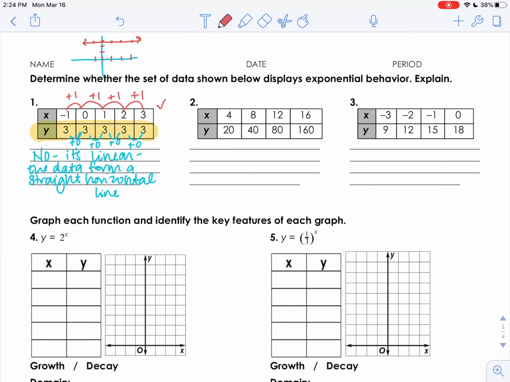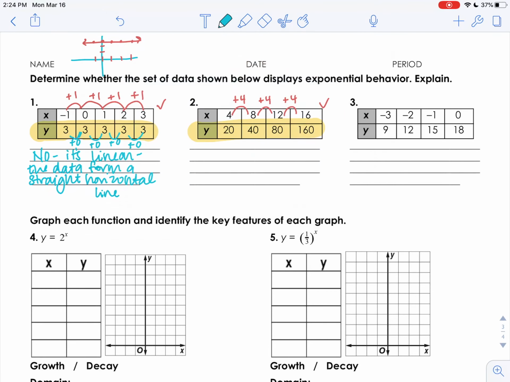So looking at number 2, we once again want to check our x values first. So I've got 4, 8, 12, 16. From 4 to 8, if I'm adding, I'm doing a +4. From 8 to 12 is a +4, and from 12 to 16 is a +4. So our x values are increasing at a constant rate of 4, which is what I want.